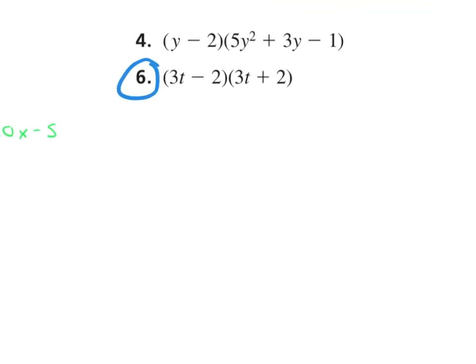Alright, now for number 6. So here we have two binomials. Two binomials we just FOIL. So we multiply our first terms. So this is 9t squared, because there's 2 of the t's. 3t times 2 would be plus 6t. Negative 2 times 3t would be negative 6t. And negative 2 times positive 2 would be negative 4. So now we combine our like terms. This positive 6t and the negative 6t cancel out. They just become 0. So we have 9t squared minus 4.